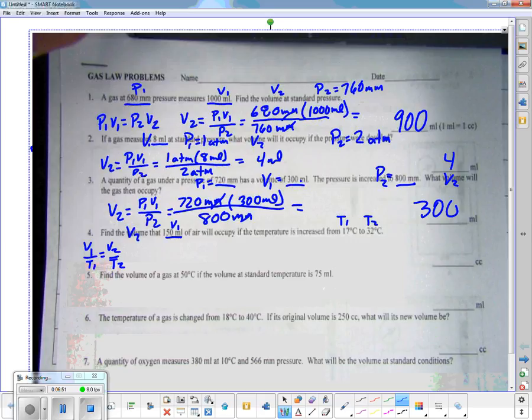What's special about when I have temperature? You've got to change it. How? Celsius to Kelvin by adding 273. I'm not going to worry about the 1.5 because I don't have 2 significant figures, and adding 273, I'm going to get more significant figures. So I'm going to add 273 to both of those.